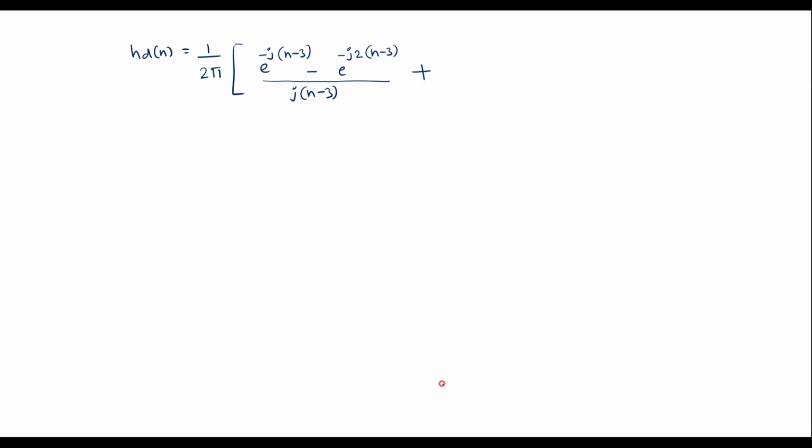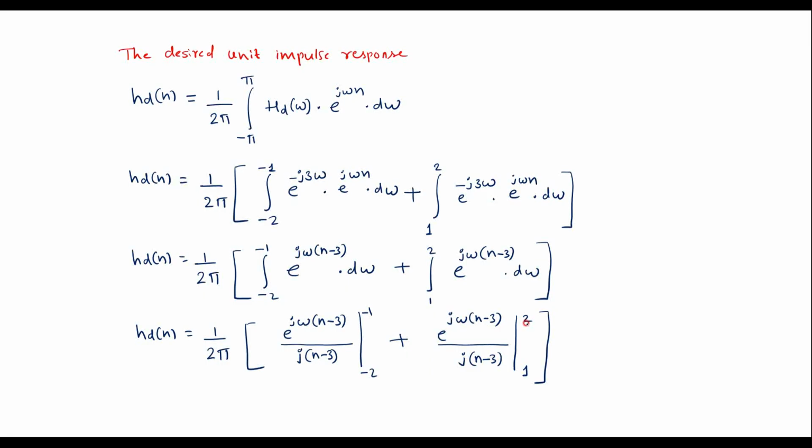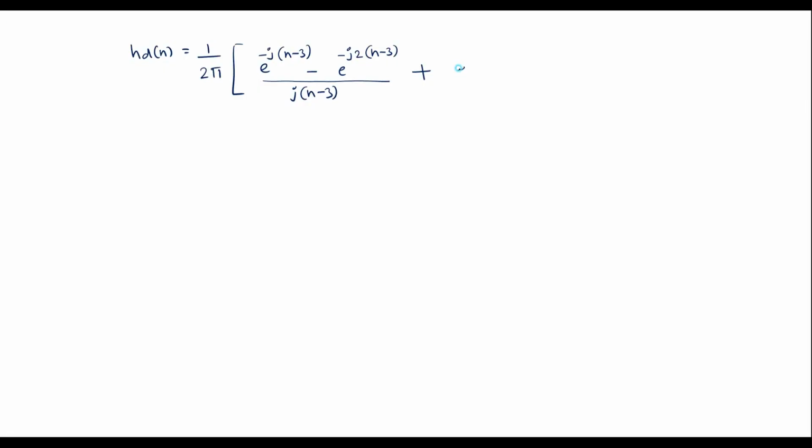Plus, similarly for this part I can apply the variable omega for 2 and 1. I can write it as e power j 2 of n minus 3 minus e power j 1 into n minus 3, divided by j of n minus 3.